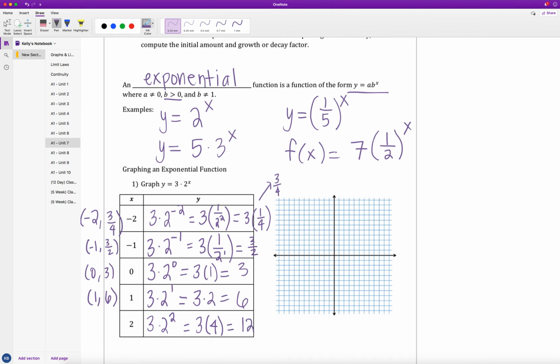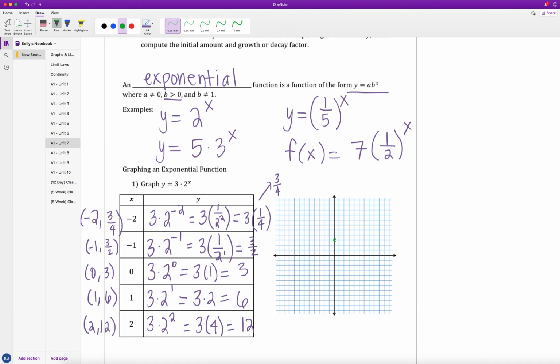Then 3 times 4 will give us 12, and we get 2, 12. Okay, let's look at plotting these values now. On our graph, I'm going to use each of these tick marks on the graph paper to represent one interval. And I'm going to start with the integer values. So let's start with 0, 3.